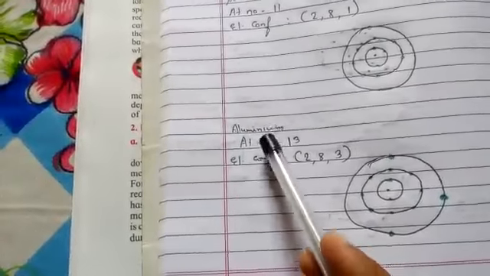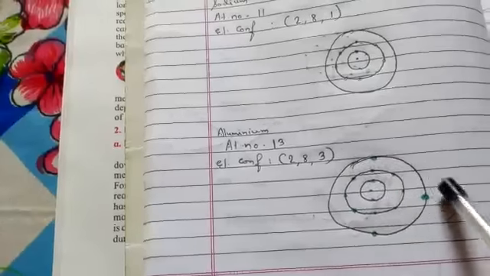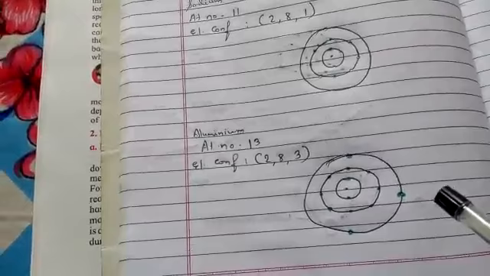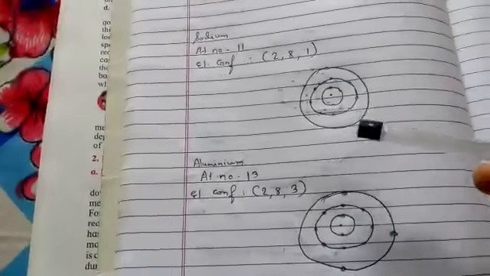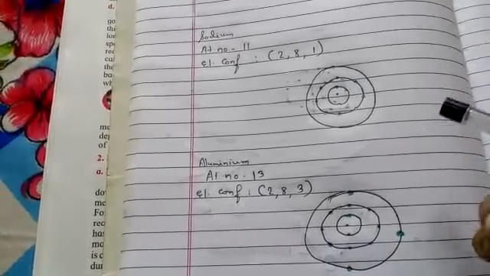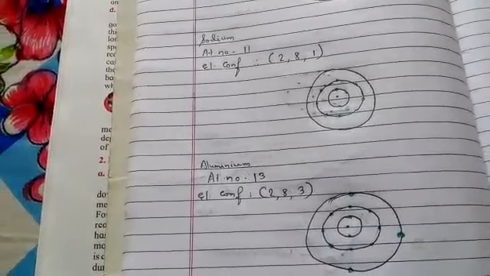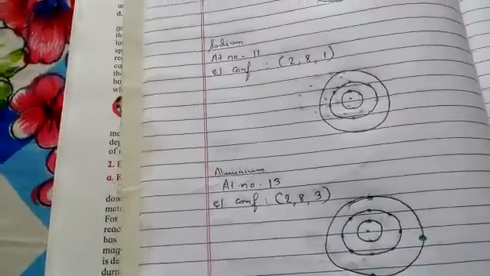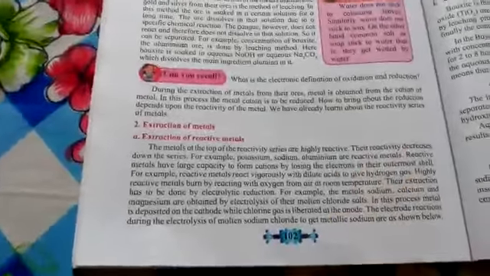Even in the case of aluminium with atomic number 13 and electronic configuration 283, it contains 3 electrons in its outermost shell, so it loses 3 electrons easily and forms the cation. So this is the reason behind their reactivity: as they contain very few electrons in the outermost shell, they lose those electrons easily and form cations. So all these metals are extracted by electrolytic reduction, and that we shall see now.